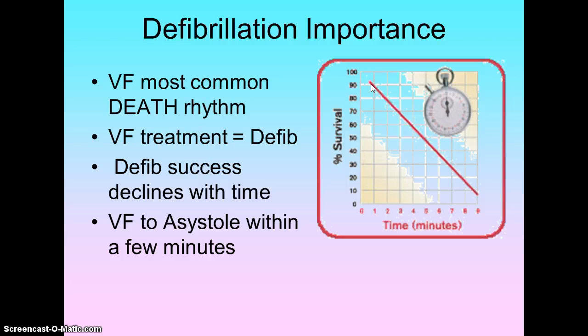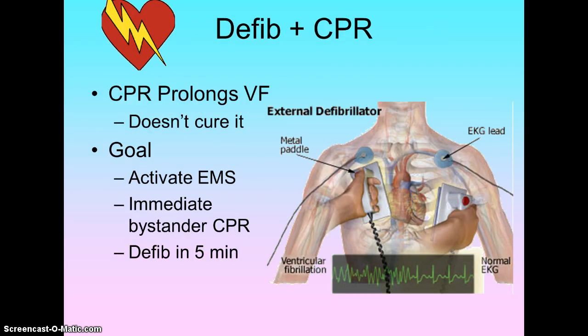So defib success declines over time, and then VFib goes into asystole within only a few minutes, typically for most people. So we only have a few minutes to actually try to prolong that. That's exactly what CPR is doing. We're trying to prolong VFib. It doesn't cure VFib, it prolongs it.